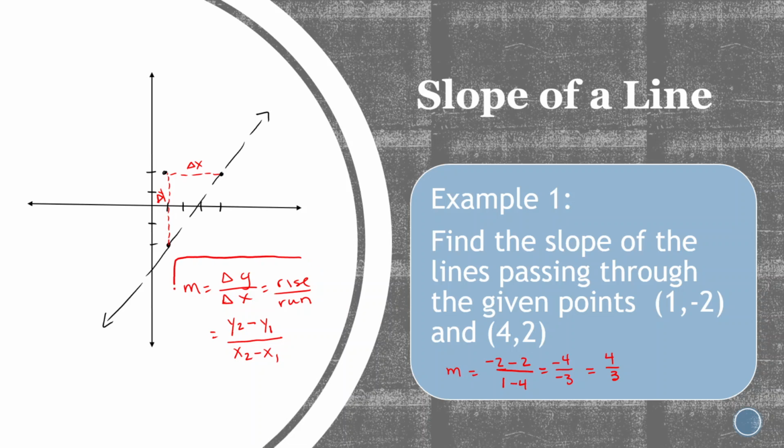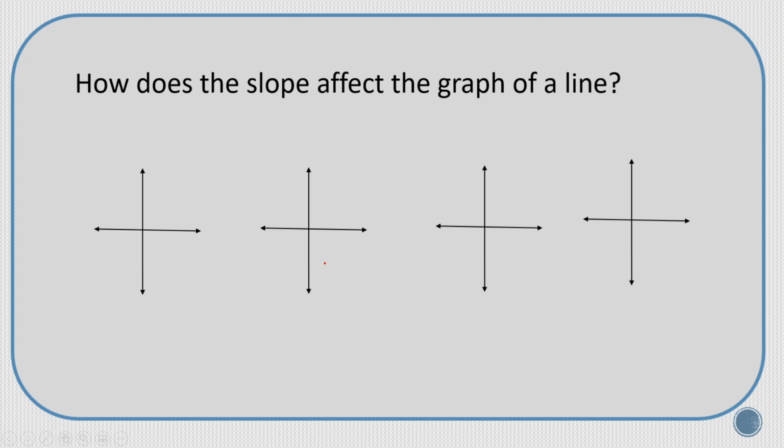Here's the formula that we need to remember to calculate slope. Okay, it's a rate of change. So, in real world application problems, we might be talking about miles per hour. It's a rate of change. Okay, so what does that mean about the graph of a line? Well, we can have 4 different types of lines. We can have one that's going up, one that's coming down, a flat horizontal line, and a vertical line.